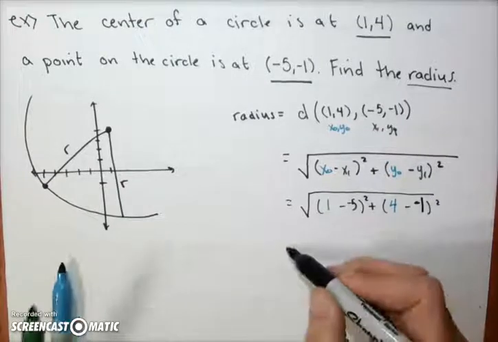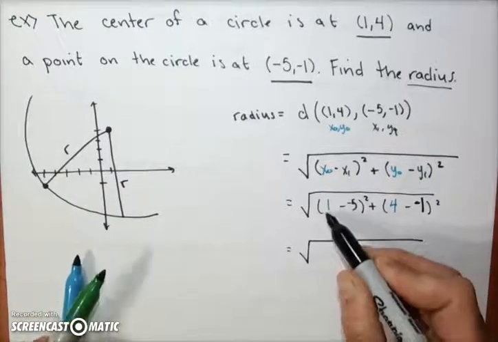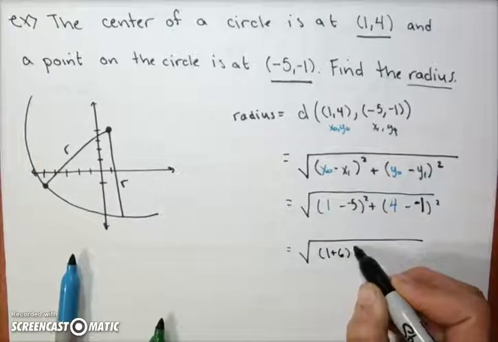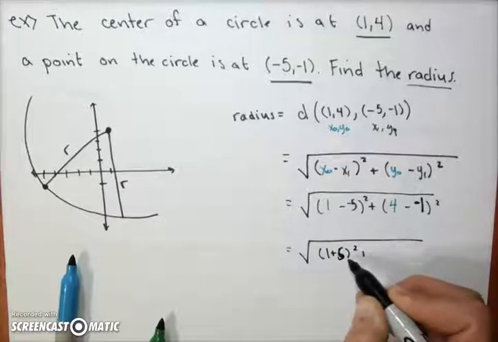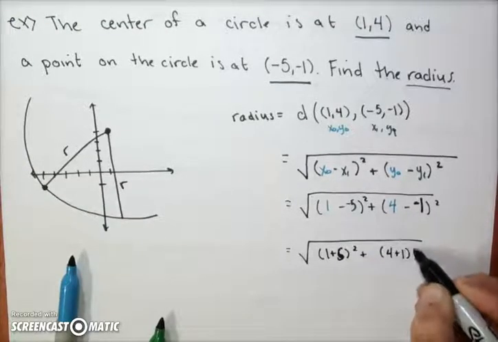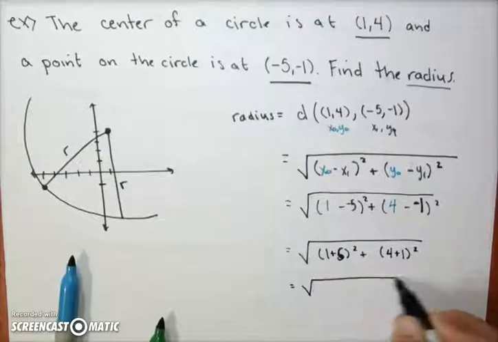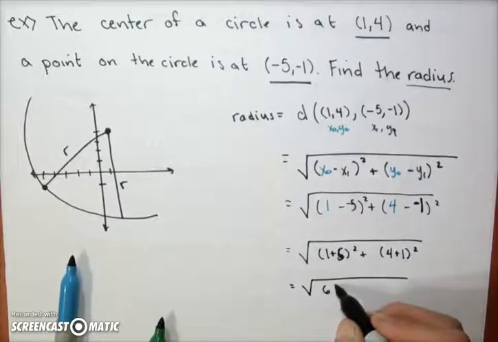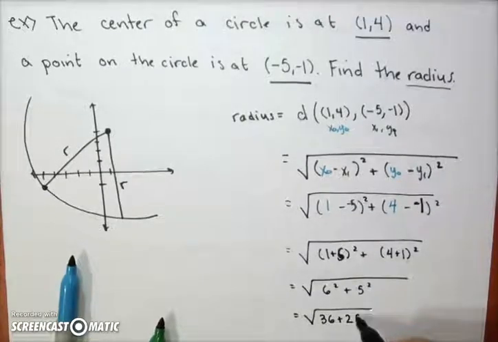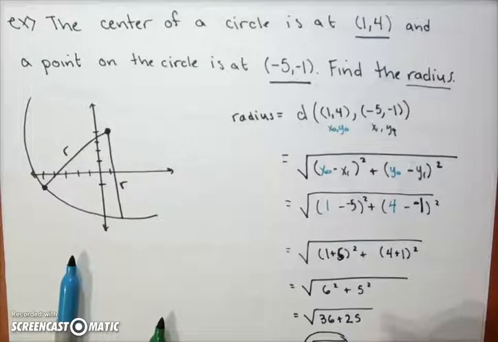So now I just work this out. 1 minus -5 is the same as 1 plus 5, squared. 4 minus -1 is like 4 plus 1, squared. So I get the square root of 6 squared plus 5 squared, which is the square root of 36 plus 25, which is the square root of 61. So that gives me the radius.